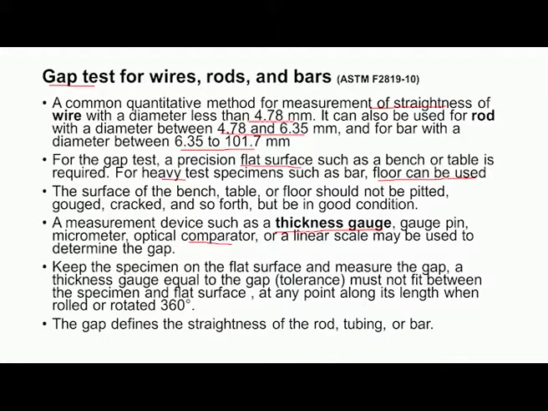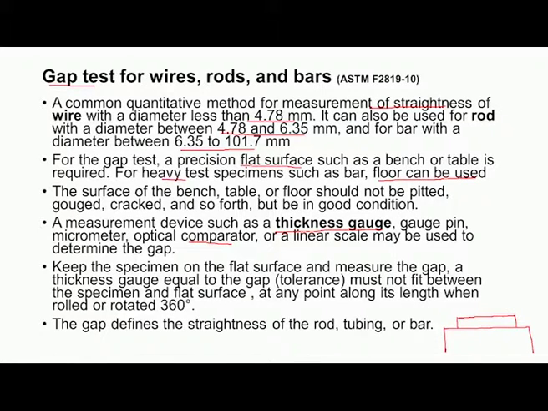So, the procedure is like this. We have to keep the specimen on the flat surface, okay, like this. This is the flat surface or surface plate, and then we have to keep the wire or rod or bar horizontally like this.